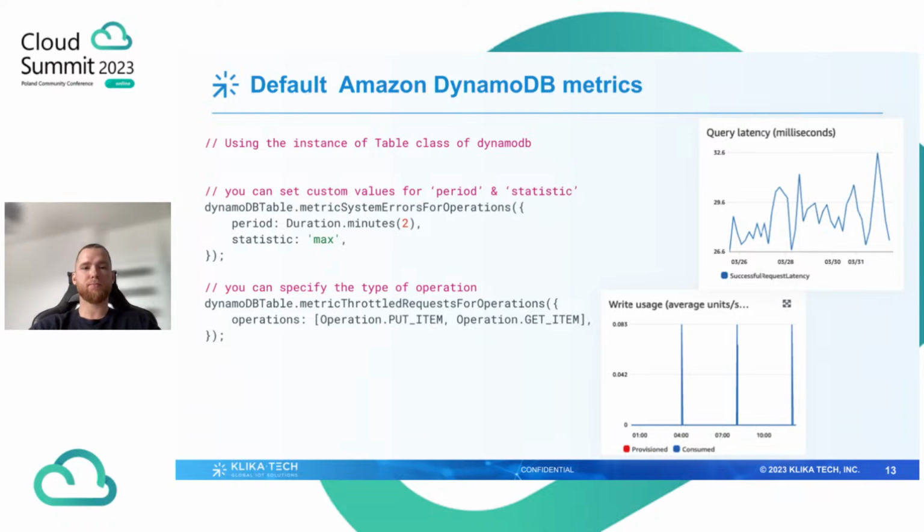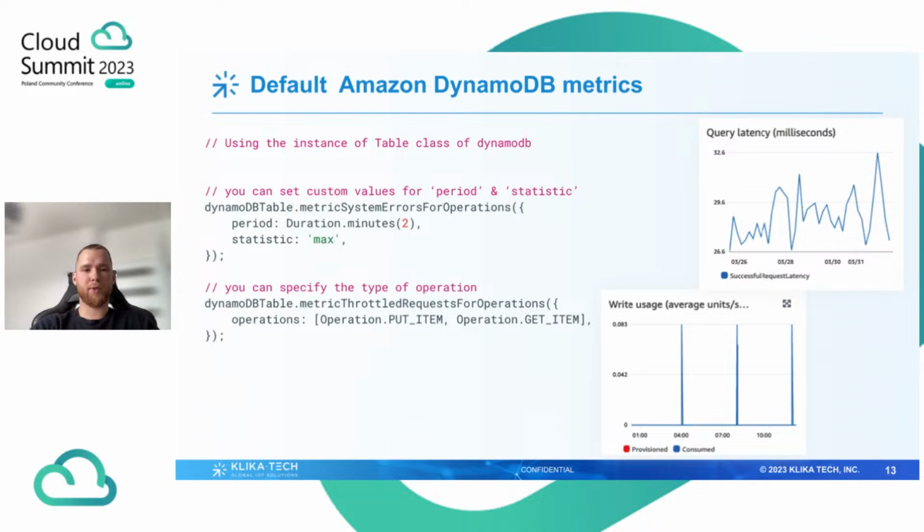And here is an example of how you can access default DynamoDB metrics using the AWS CDK for TypeScript. By using the Table class provided by the AWS DynamoDB module from CDK, we define a DynamoDB table, and then we can retrieve its metrics with built-in functionality. In the first example, we retrieve the system errors metric. You can see period and statistic parameters that can be specified optionally. By default, the period parameter is set to 5 minutes, and the statistic parameter is set to average.